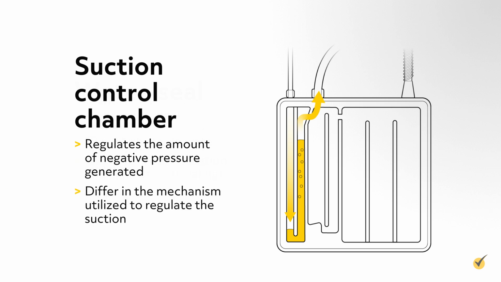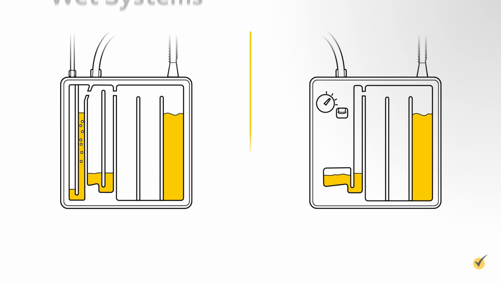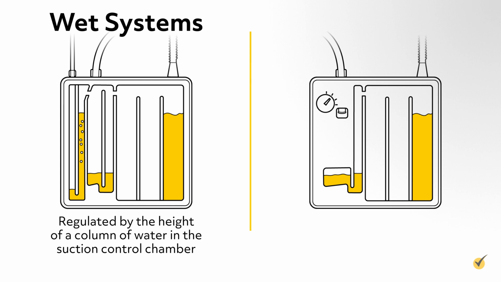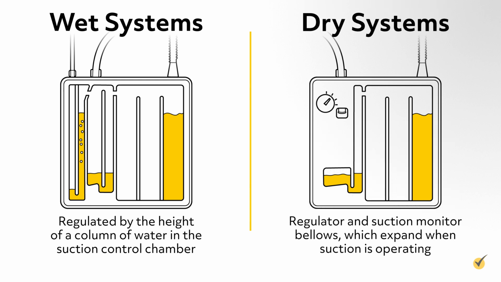Suction control chambers differ in the mechanism utilized to regulate the suction. The suction pressure of wet systems is regulated by the height of a column of water in the suction control chamber. Dry systems utilize a regulator and a suction monitor bellows, which expands when suction is operating. Suction pressure is commonly set at -20 centimeters of water.